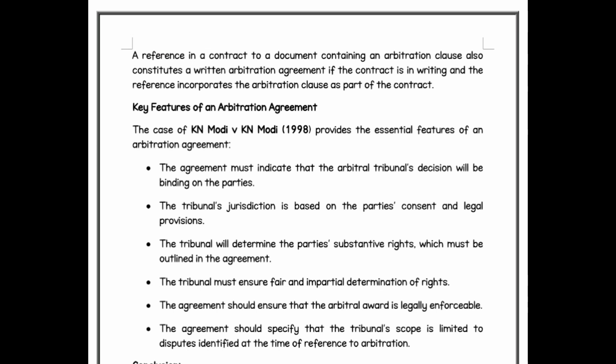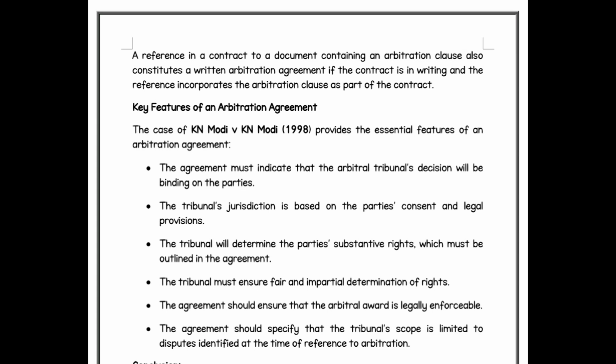So what are the key features of an arbitration agreement? This was dealt with in K.K. Modi vs. K.N. Modi in the year 1998 by the Supreme Court of India. Here they have elaborated the essential features of an arbitration agreement. First, the arbitration agreement must indicate that the arbitral tribunal's decision will be binding on the parties. It should state that we will be bound by the arbitration decision or award. Then, the arbitral jurisdiction is based on the parties' consent. Here you can decide the place of the proceedings, the seat, the venue, and the legal provisions.